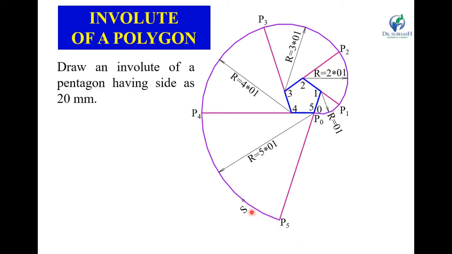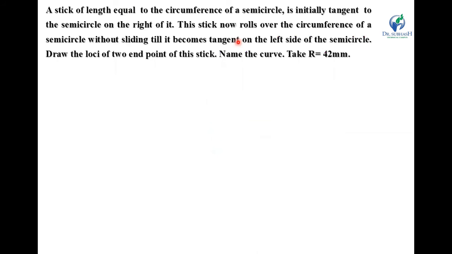Now draw the normal and tangent at this point S. Now point S is in between P4 and P5. So now join this S with point 5. So it is a normal, and another line drawn perpendicular to this normal is called a tangent. So this curve is known as an involute of pentagon. Now let us see one more example.